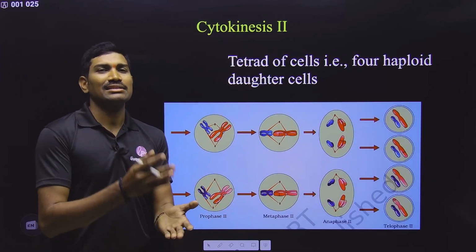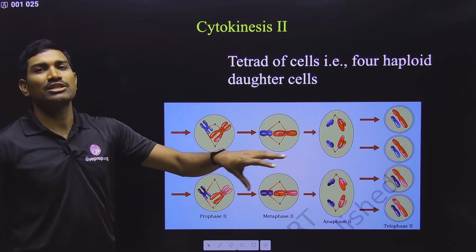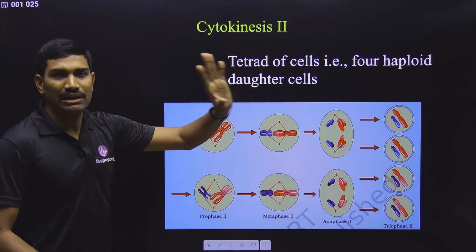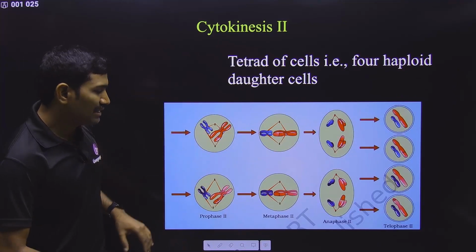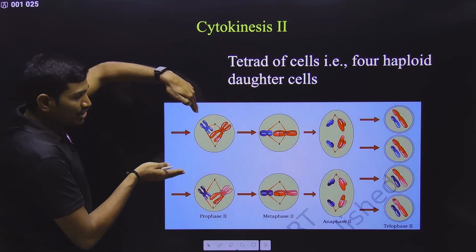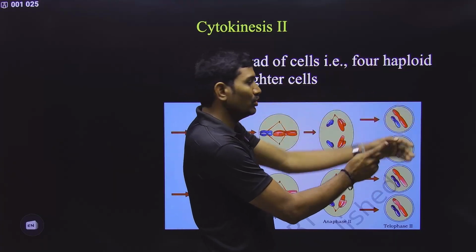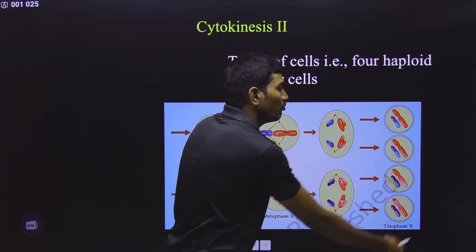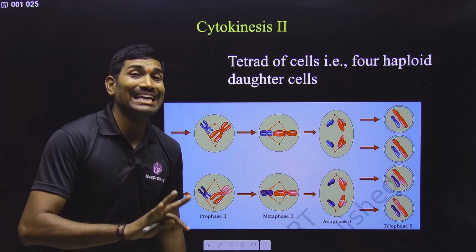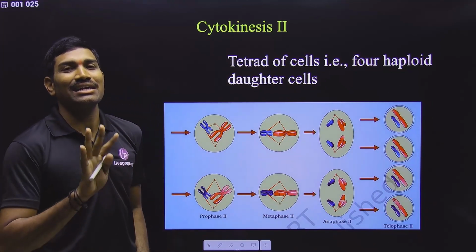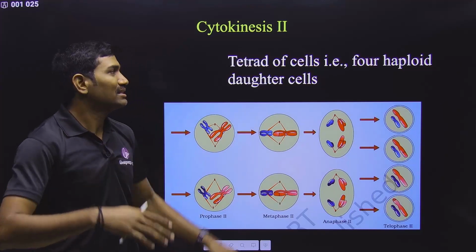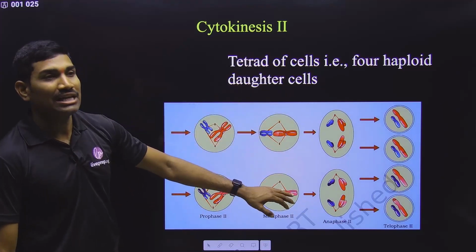Cytokinesis 2 will occur, so that the distribution of organelles and nucleus into the daughter cells will occur. Finally, what happens? At the end of meiosis 1, 2 daughter cells are produced. Now each one is individually undergoing meiosis II. So overall, what happens? A total of 4 haploid cells are produced. 4 haploid means a tetrad of cells, tetra meaning 4, with respect to haploid. So 4 haploid cells are produced at the end of meiosis II.